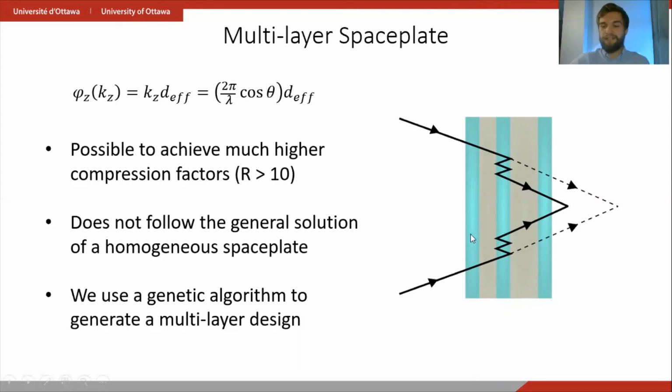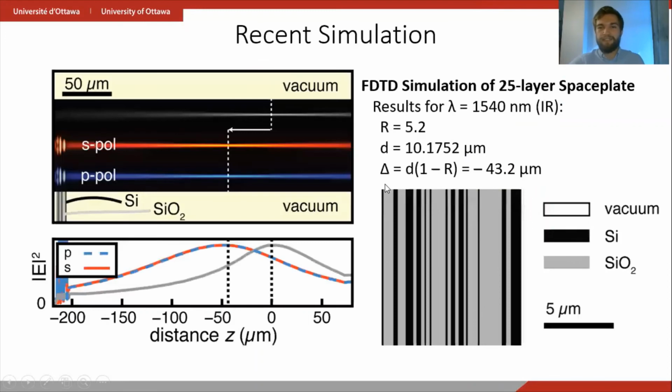So the last spaceplate that I'll talk about is called a multi-layer spaceplate. It is a monolithic slab of 2 or more materials that aims to replicate the same phase accumulation of the other spaceplates. It's possible to achieve much higher compression factors with this type of spaceplate, and it doesn't follow the same general solution as I detailed earlier. Now, we use a genetic algorithm to generate this multi-layer design, and our most recent design has 25 layers of alternating silicon and silica of varying thicknesses.